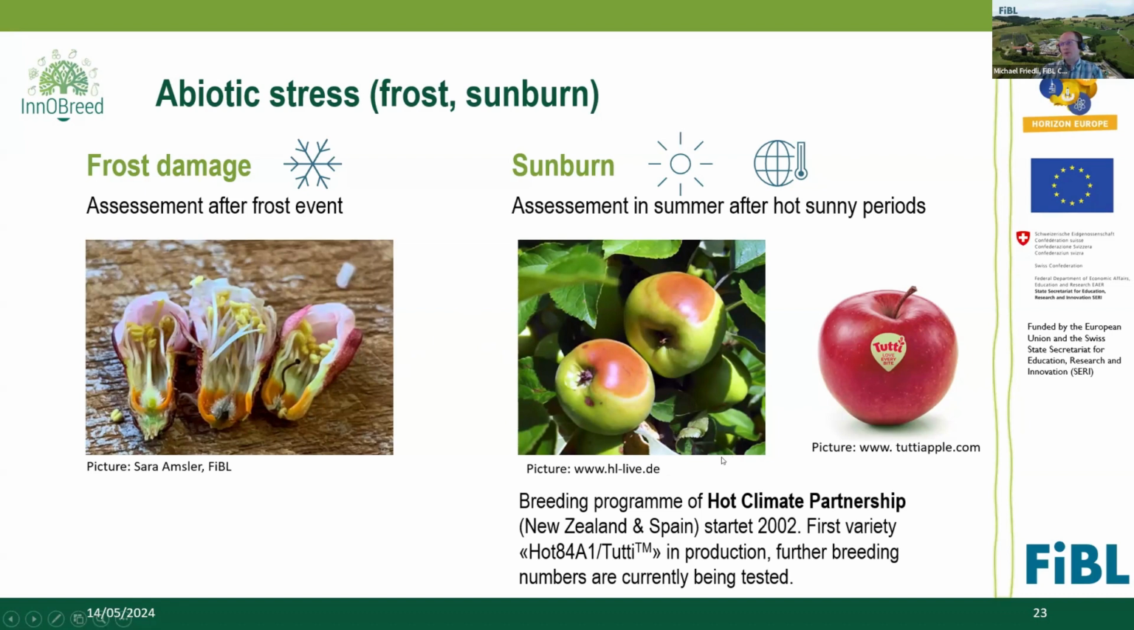But there is a breeding program called Hot Climate Partnership. It's a collaboration between companies from New Zealand and Spain. They started around 20 years ago, and they have a variety called Tutti. You can also see an image here. It should be more suited to be produced in high climatic conditions. They also have new breeding numbers, which are being tested at the moment.